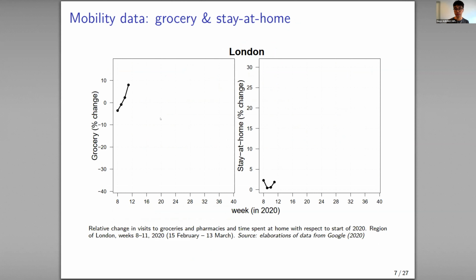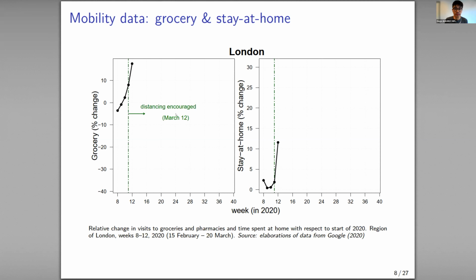Google distinguishes different types of movements, for example, movements that happen in the context of groceries, so people going into grocery stores. In this case, you have time on the x-axis, weeks in 2020, starting from the 15th of February up to the 13th of March. These are two different types of movements: grocery, and time spent at home. This is percent change relative to a baseline, the starting point. Here you can see as we start 2020, there's an increase in the movement to groceries, and a decrease and increase in the time that people spend at home.